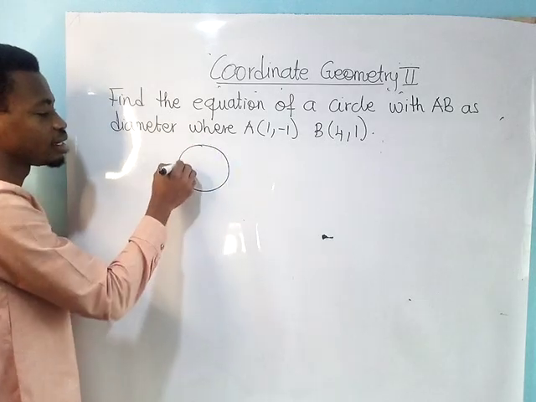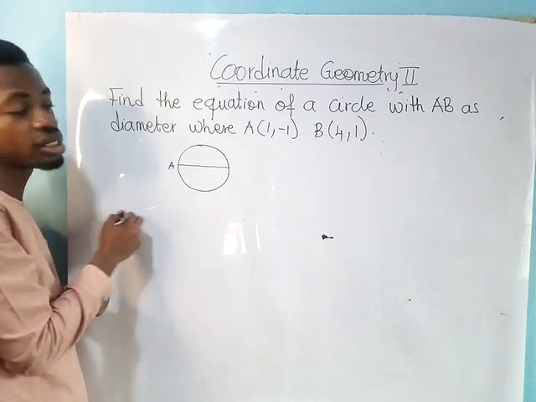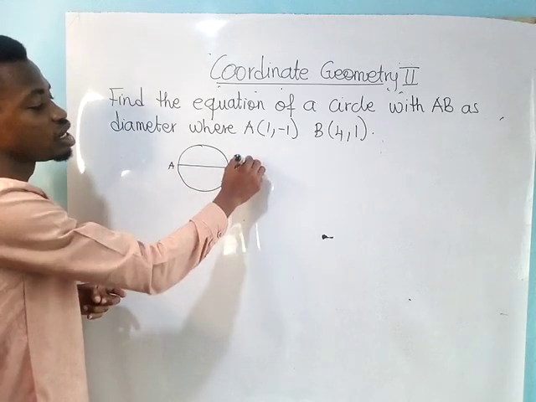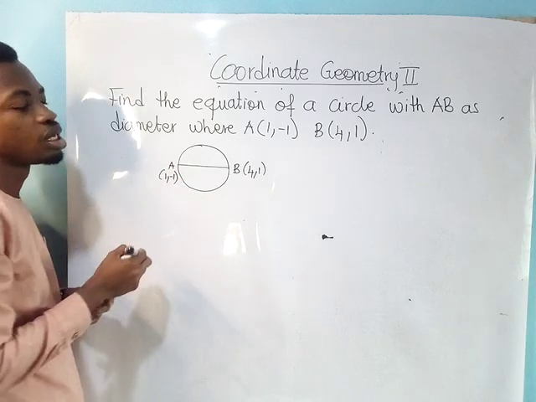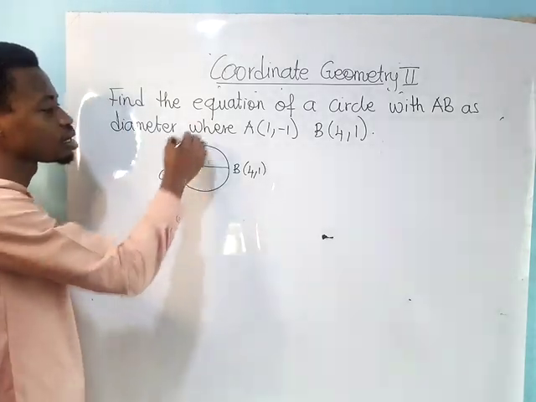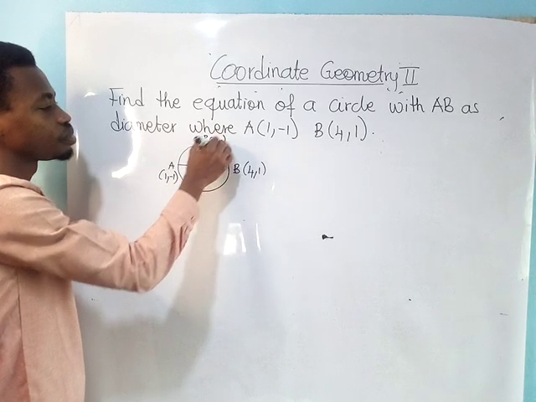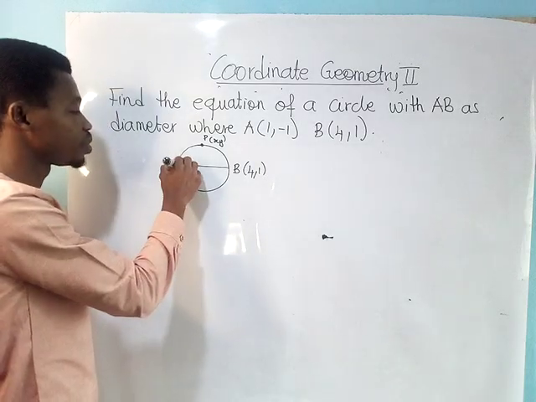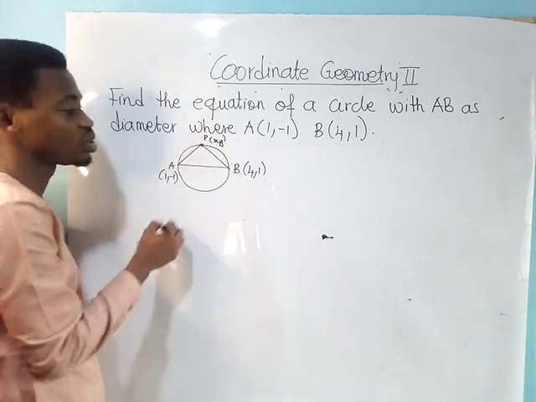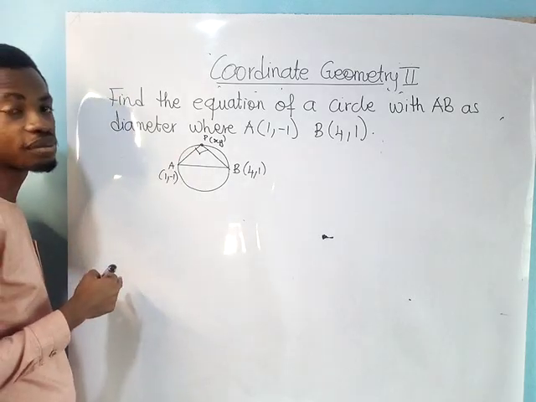Let's sketch a circle and this is our diameter. This point is A and this point is B. Now, let's assume that we have a point here P, which is (x, y). Now, this is what we are going to do. We are going to join them. When this is joined to this and this is joined to this, we obtain a right angle over there.